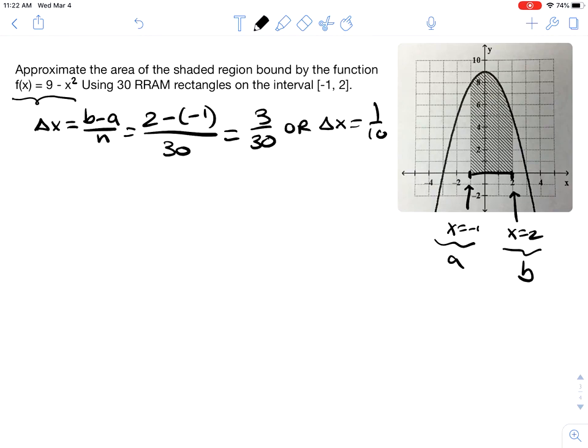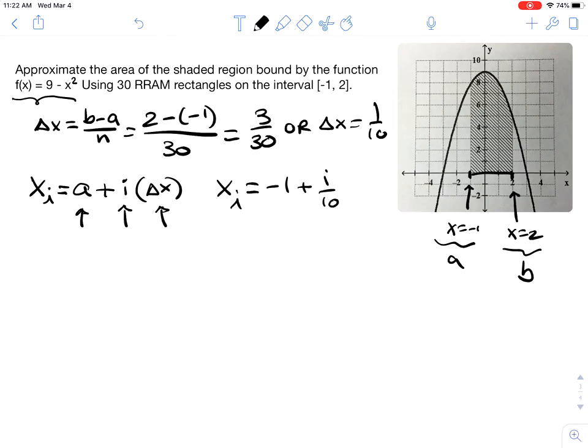Now we want a generating function for the x values. We call that generating function xi. And for a right rectangle approximation method, we use a plus I times delta x. This is the left endpoint. This is the number rectangle we're on, I, the ith iteration, and this is our delta x, which is 1/10. So xi is equal to -1 plus I over 10, and I'm just going to rearrange it as I over 10 minus 1.